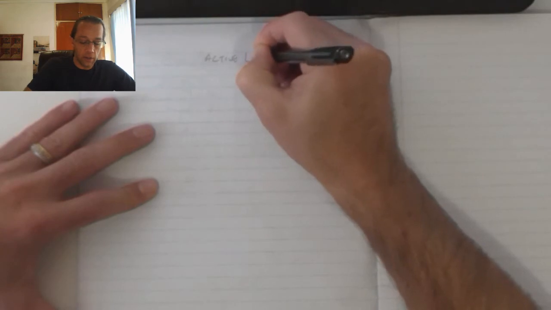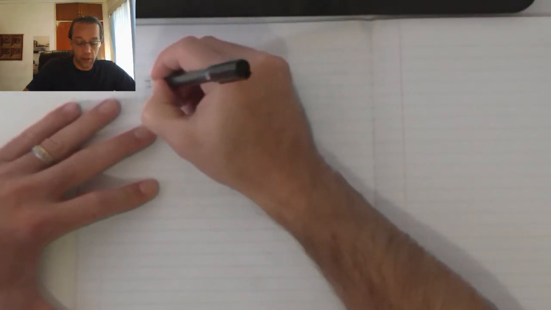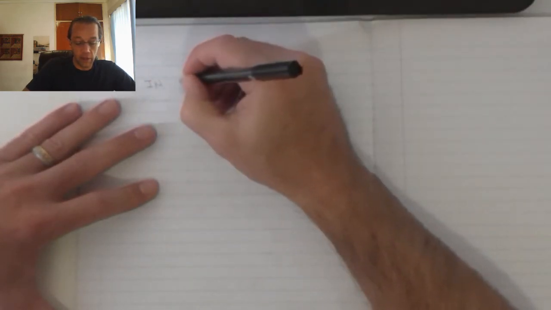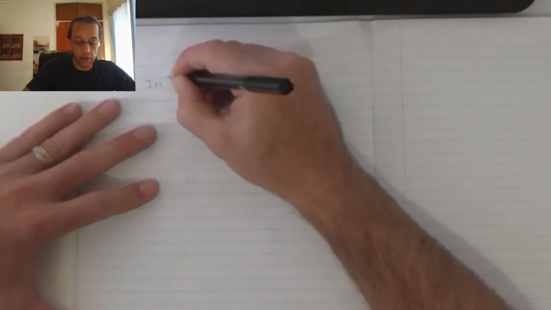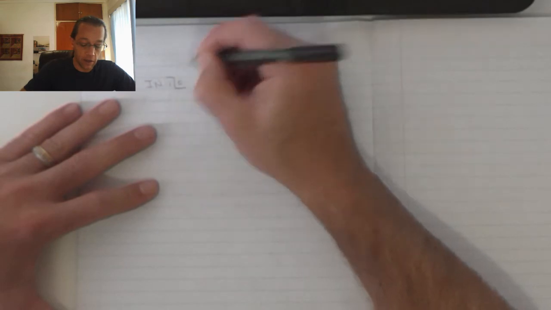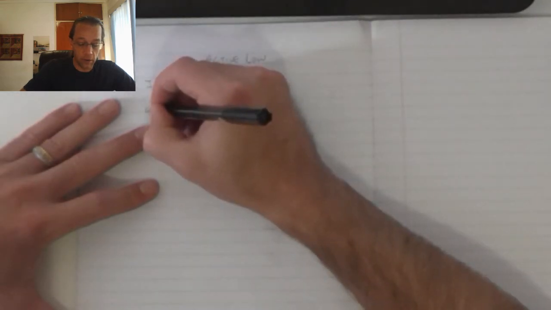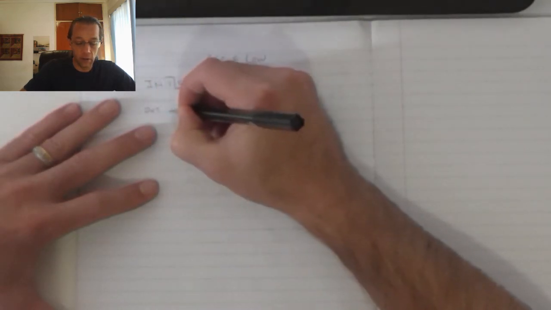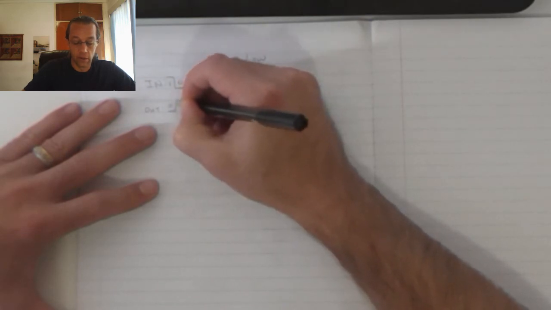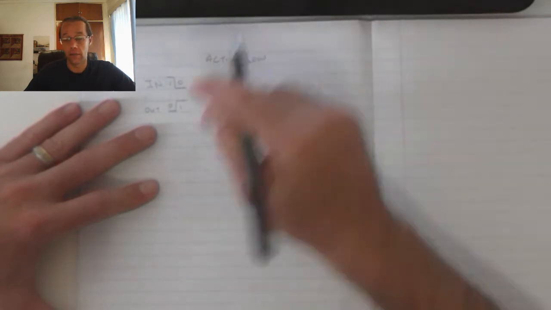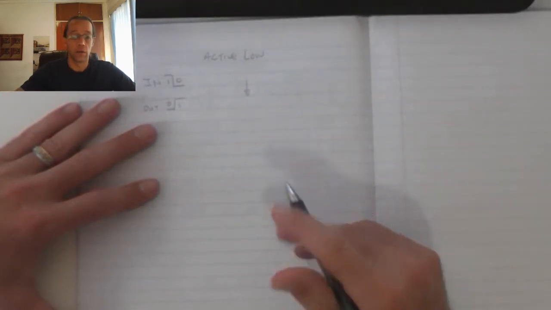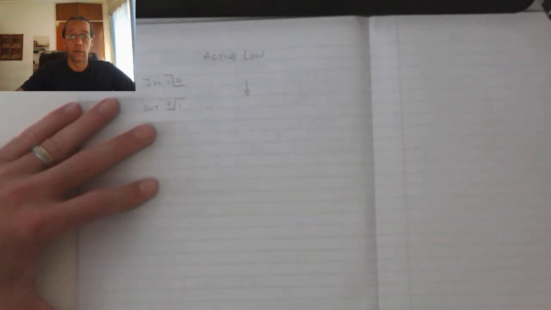Active low. What that means is, if my input changes from a 1 to a 0, that's when my output is going to change from a 0 to a 1. So the active low occurs on the falling edge, whereas the active high occurs on the leading edge.